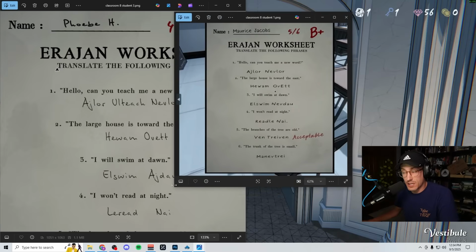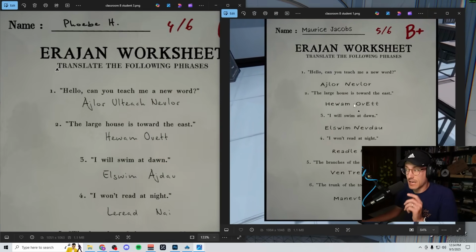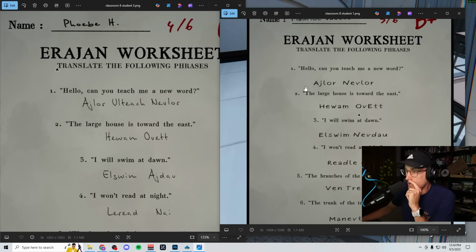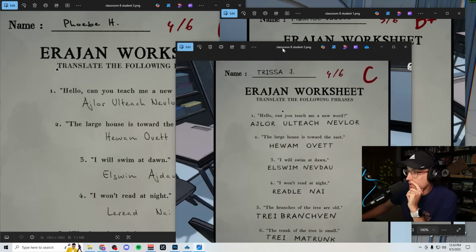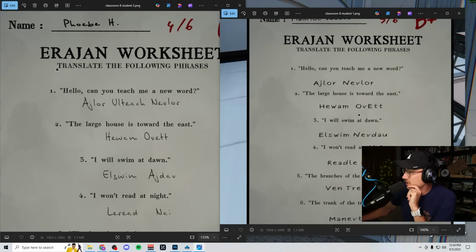Meanwhile, Morris Jacobs did not get everything. So there's something interesting on that first one. That's not actually completely full. You left off Ulteach. Hewam Ovet. The large house is towards the east. Hewam Ovet. All 4 people had that. All 3 people.